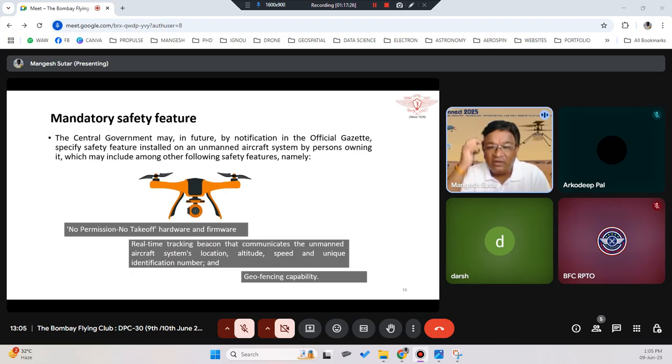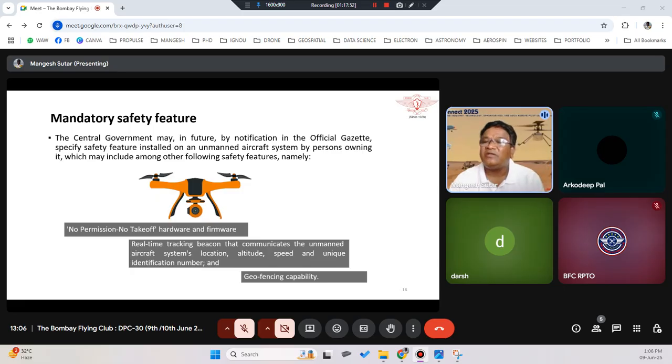Okay, so that number needs to be broadcasted by the device or the drone. So that real-time beacon has to be there. This feature has also not been implemented as of now. So out of 3, 2 safety features are not being implemented. The third most important feature is geofencing capability. This is the only feature which is being implemented in the current type certified drones.